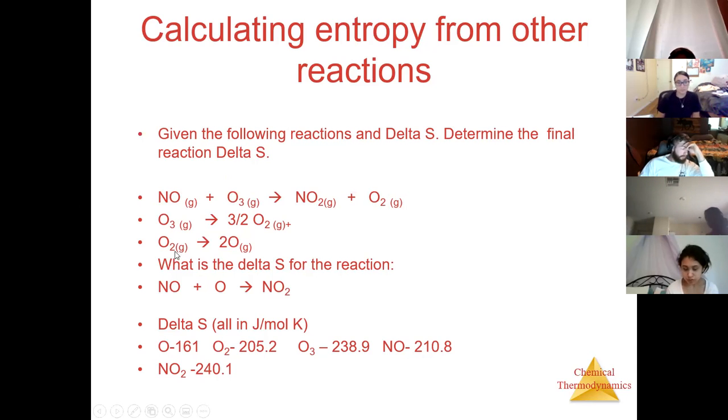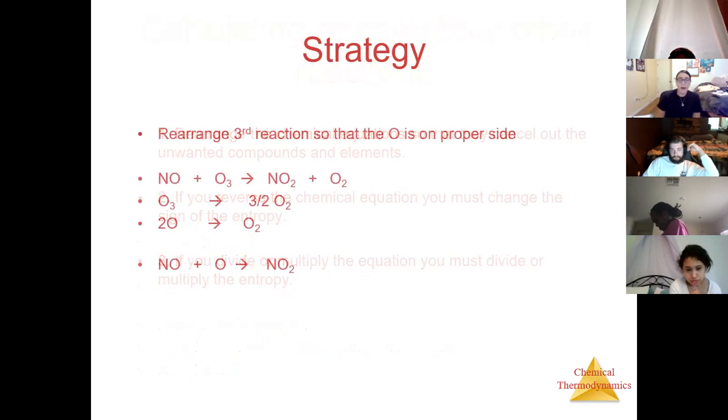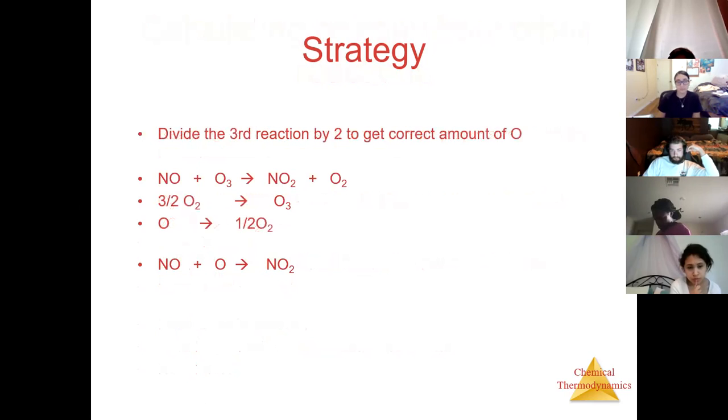So not only for this third reaction am I flipping it, I'm going to divide it by 2. Okay. So I flipped the reaction, and I've divided it by 2. So I'm good with my reactants. My NO is on the left side. I've got the proper number of O's on the left side. Coincidentally, I also have the proper amount of NO2s on the right side.